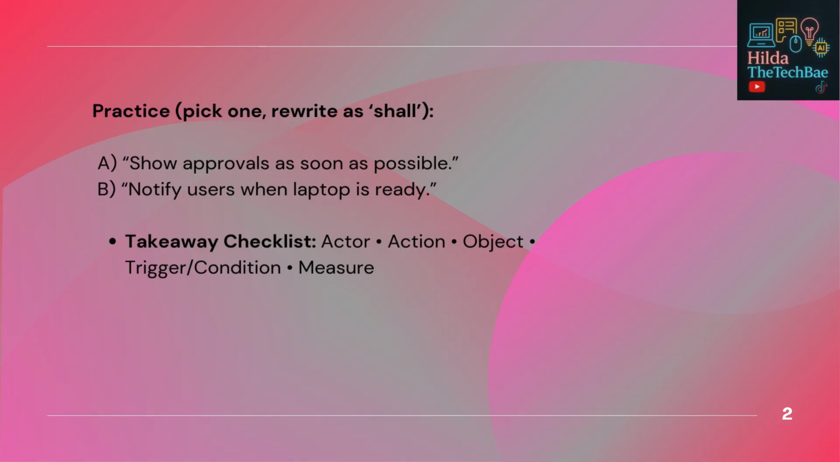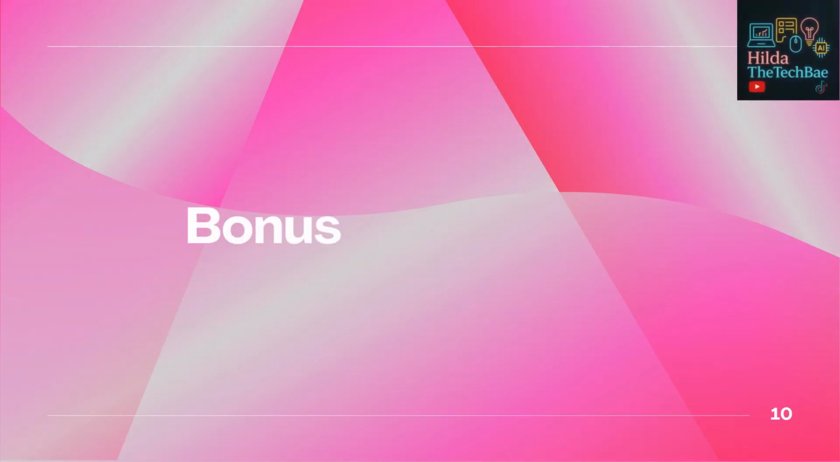So I would encourage you to take a current epic and convert each fuzzy line into a measurable shall. Your future self would definitely thank you. Use this checklist: actor, action, object, trigger slash condition, and measure, and your stakeholders will love you, I promise. And also your testers will thank you because you're going to be making their job so much easier. So make shall your default for mandatory testable behavior at all times.